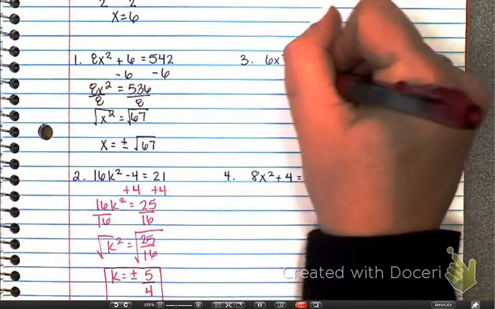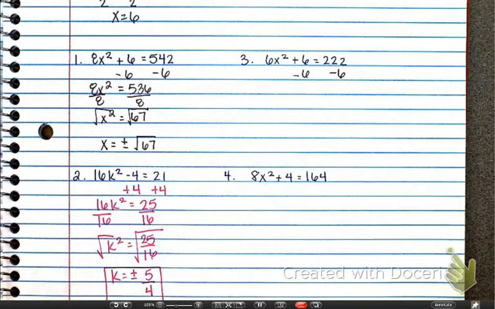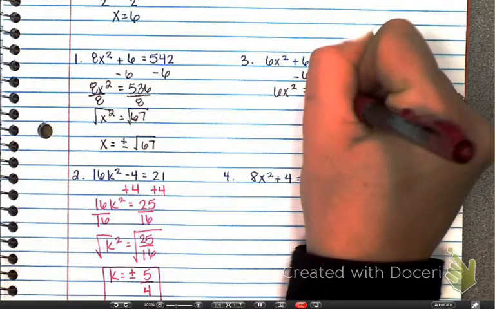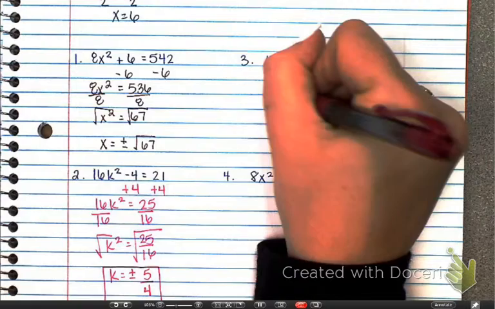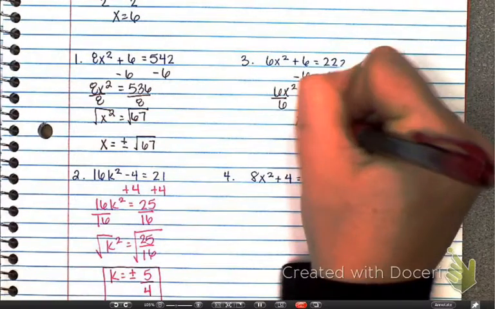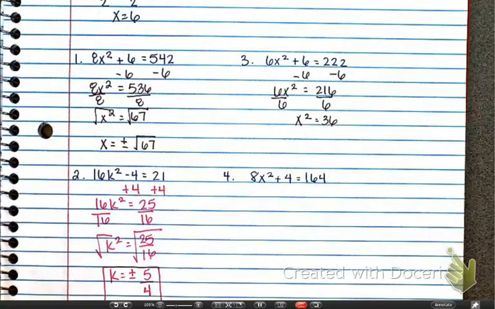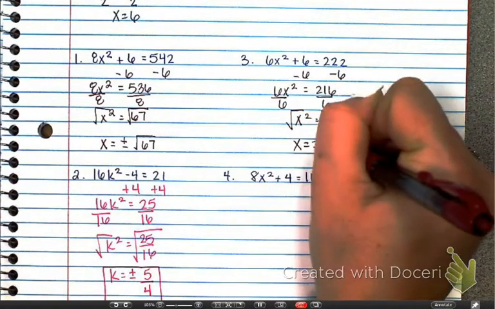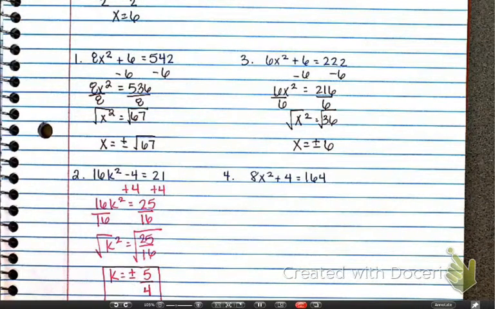Number 3, I'm going to subtract 6 and have to divide, so let me just get that ready. So 6x squared equals 216, divided by 6. X squared equals 36. When you take the square root of both sides, you get x equals plus or minus 6. Remember, the very first thing you should always check for is if you have a perfect square. So if it's not something you recognize right away, plug it in and see if it's a perfect square. If you get a decimal, you know you have to do your factor tree.